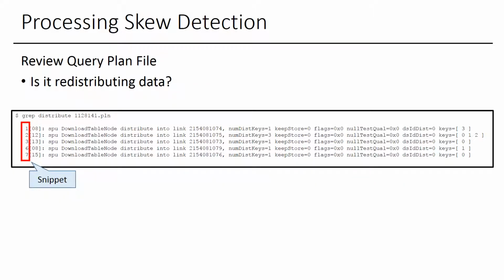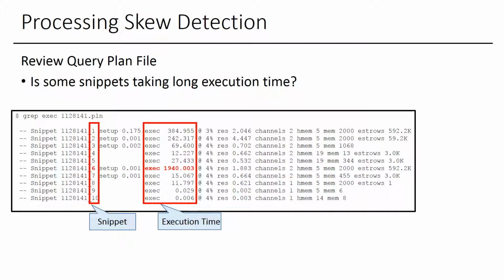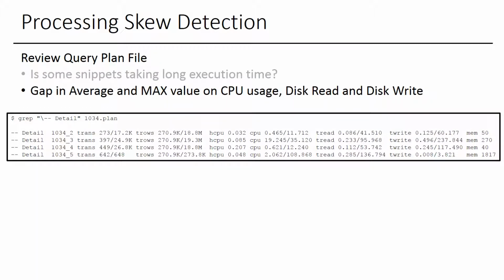You can find indications of processing skew from the query plan file. As processing skew often occurs with data redistribution, pay attention while reviewing the plan file. Check snippets associated with performing distribution. For example, snippet 6 has a long execution time, which is an indication of processing skew. The detail line associated with each query snippet provides valuable information about processing skew. You will see this line only when it is applicable to the particular snippet.